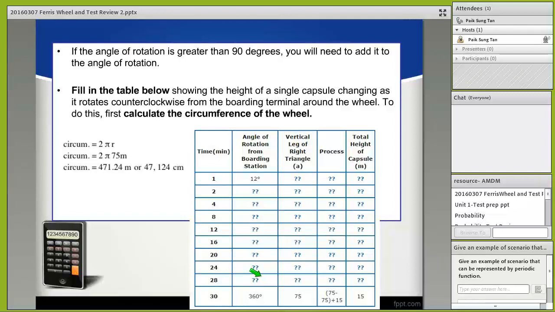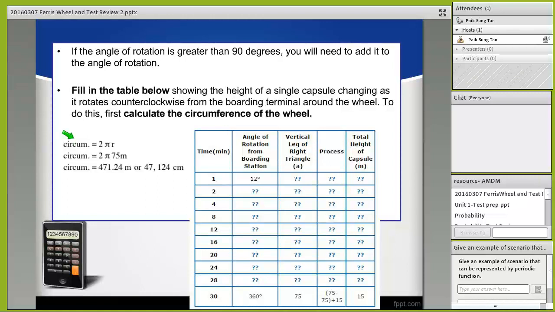View the table below showing the height. These are all from the content. It shows the height of a single capsule changing as it rotates counterclockwise from the boarding terminal around the wheel. To do this, first calculate the circumference of the wheel.